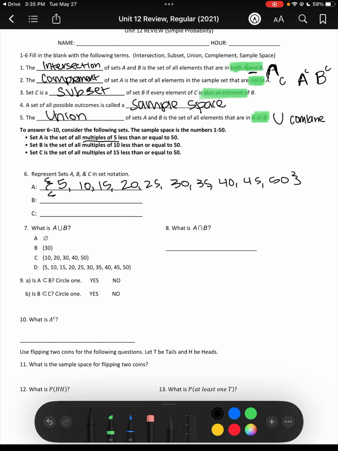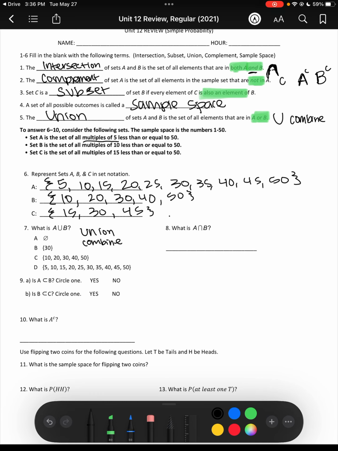Set B is the multiples of 10, so that means start with 10 and then count by 10s this time. And lastly, we have the multiples of 15, so 15, 30, 45. The next one is 60, so that goes past 50, so we go ahead and stop. So our first question here is, what is A union B? So this symbol means union or to combine.